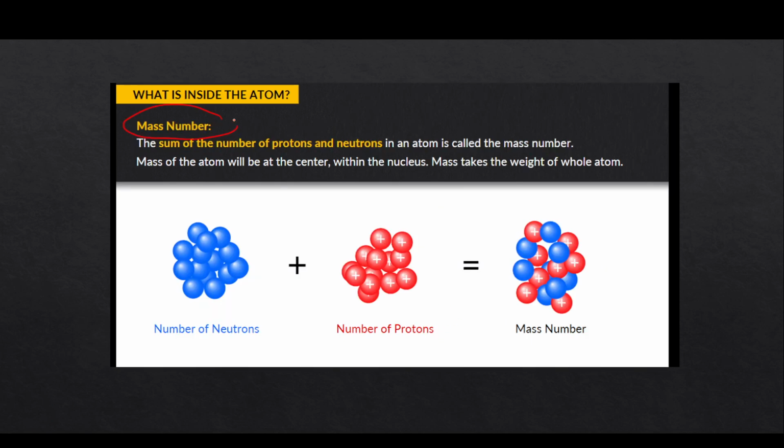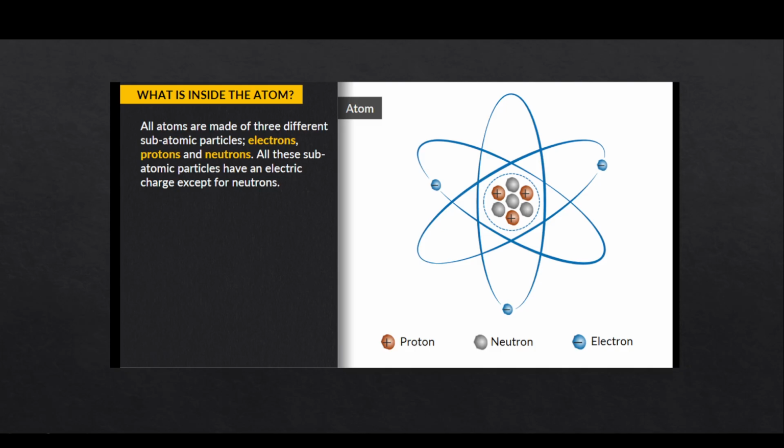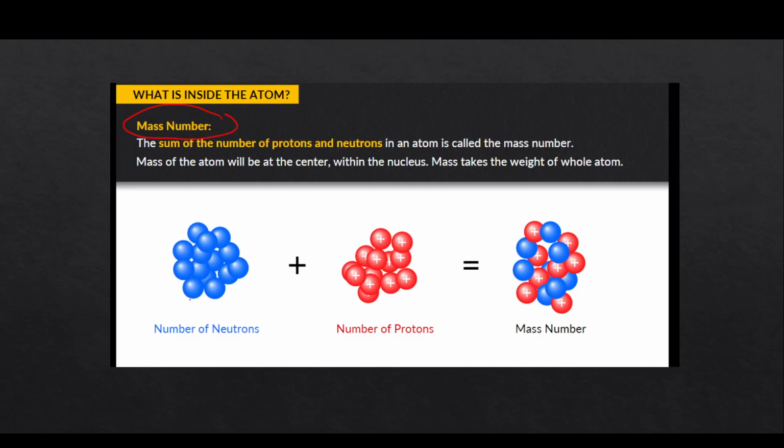Now let's talk about mass number. So basically the mass of electron is very less as compared to mass of proton and neutron. So that's why we can ignore that. If we want to find the total mass of an atom, we just find the mass of nucleus. So nucleus has what? Proton and neutron. So if we just add number of neutrons and protons, we get mass number. Okay, mass is the total atom mass, which is at the center within the nucleus.